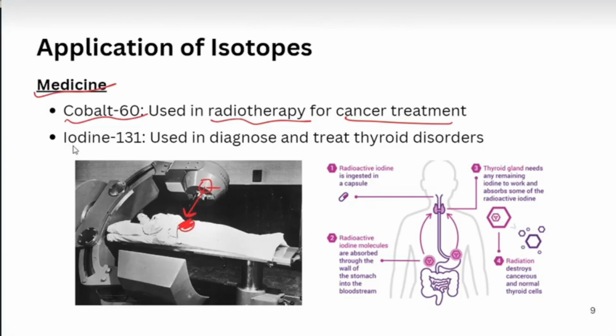Alright. Another isotope, iodine 131, is used to diagnose and treat thyroid disorders. Alright, the thyroid is here, the thyroid gland. So why use iodine 131? Because the thyroid gland will absorb iodine. If the thyroid gland has mutated into cancer, you use the radioactive iodine. Alright, it will emit radioactive materials to kill the thyroid gland.